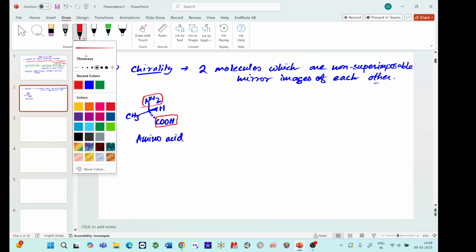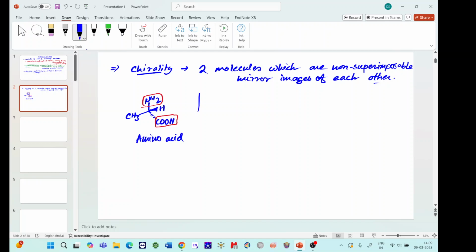If you create a mirror image of this one, suppose this is your mirror, just exactly opposite, how will it look? This is your H, NH2, CH3, and COOH. You know that a solid bold line means it is above the plane, and a dashed line means it is below the plane. Last class we discussed. So this is exactly opposite, so this molecule B is exactly the mirror image of A.